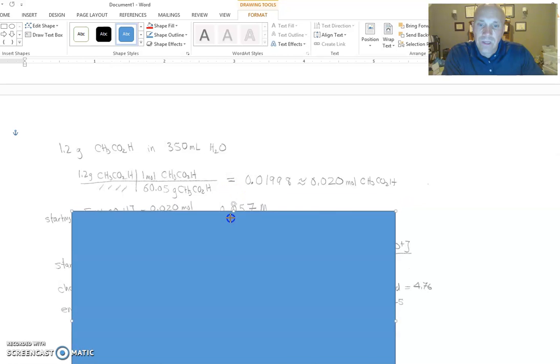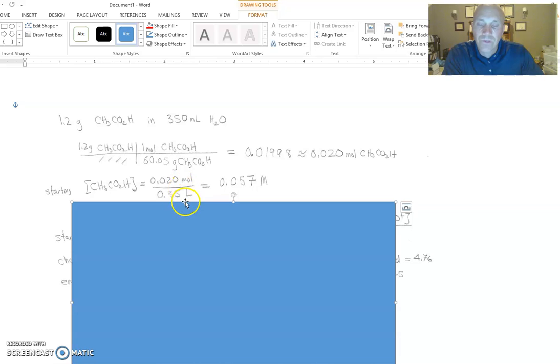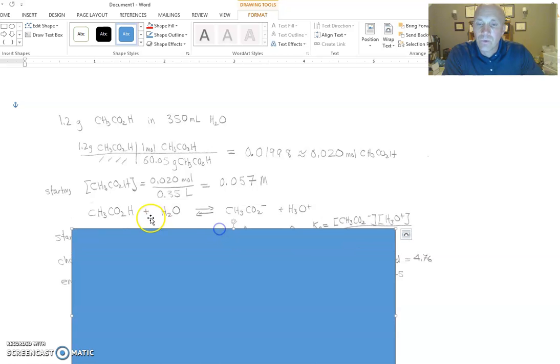And once we do that, we can take that many moles and put it over 0.35 liters, which is 350 milliliters converted to liters. And that would give us this molarity right here. So when you're doing these pH problems with weak acids, you want to first write down the acid dissociation reaction. And for this, it would be this reaction right here.